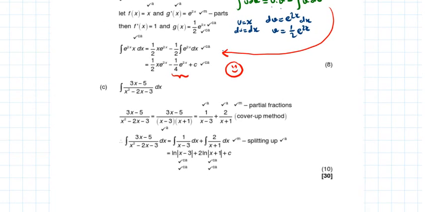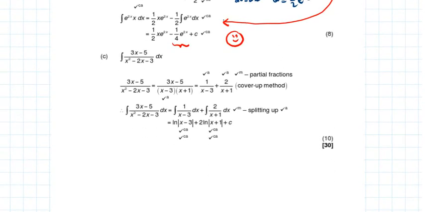Okay, integration by parts. Now this question looks like we have to apply partial fractions, because this is x squared minus 2x minus 3. So we have to factorize this and write it as a over b. The methods are not shown here, but I can just write (3x minus 5) over (x minus 3)(x plus 1) is equal to a over x minus 3, plus b over x plus 1. So how do you find a and b?